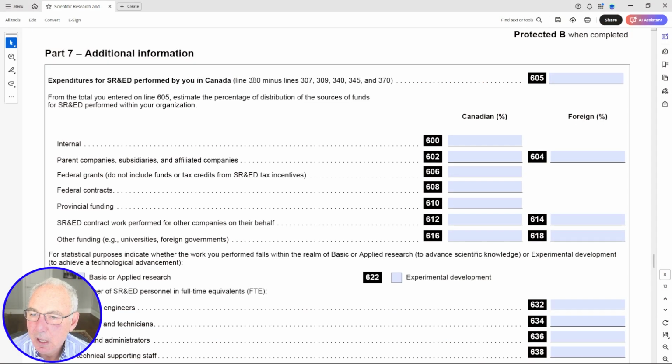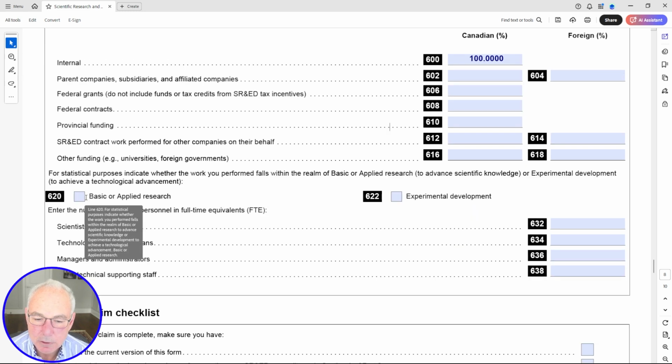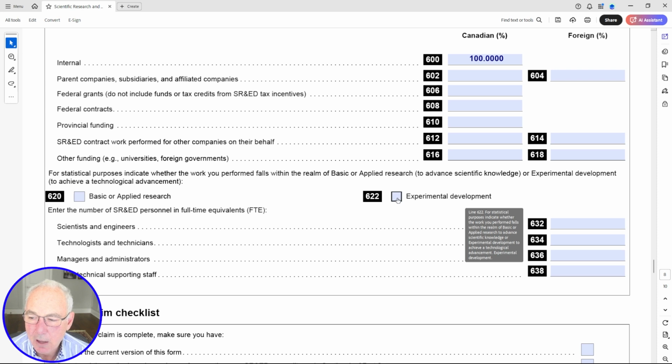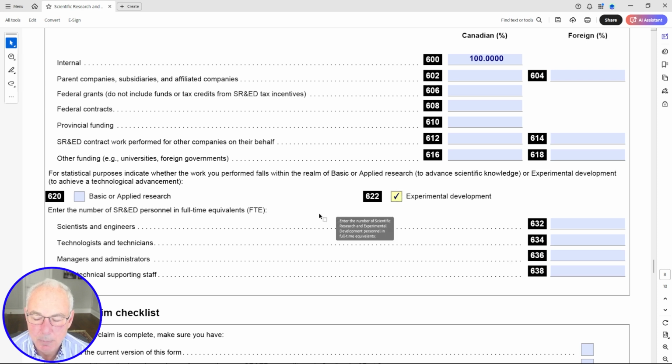So this is line 380 minus all these other lines, and frankly, you could go check, but this is going to be $130,000. The government also wants to know how much of the work was done in Canada by internal employees, and it's going to be 100% for us. The next question is this basic research or experimental development? A vast majority of the time for companies, it's going to be experimental development.